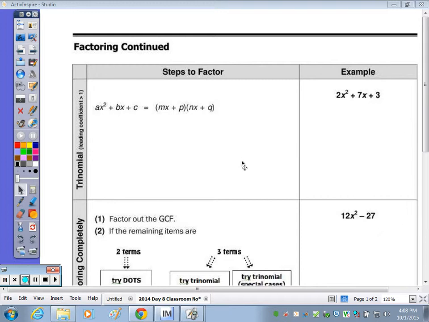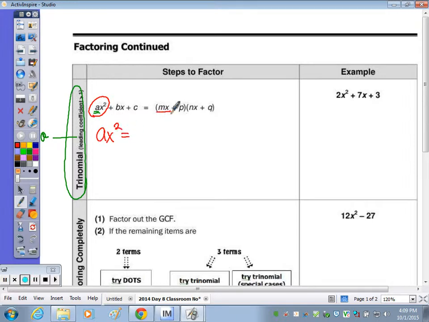Okay, so today we're going to continue with factoring, and the first type of factoring is trinomials with your leading coefficient, which is the a greater than 1. So I just want to highlight in this box how we get the ax squared, and to get ax squared, you simply multiply the mx term times the nx term.